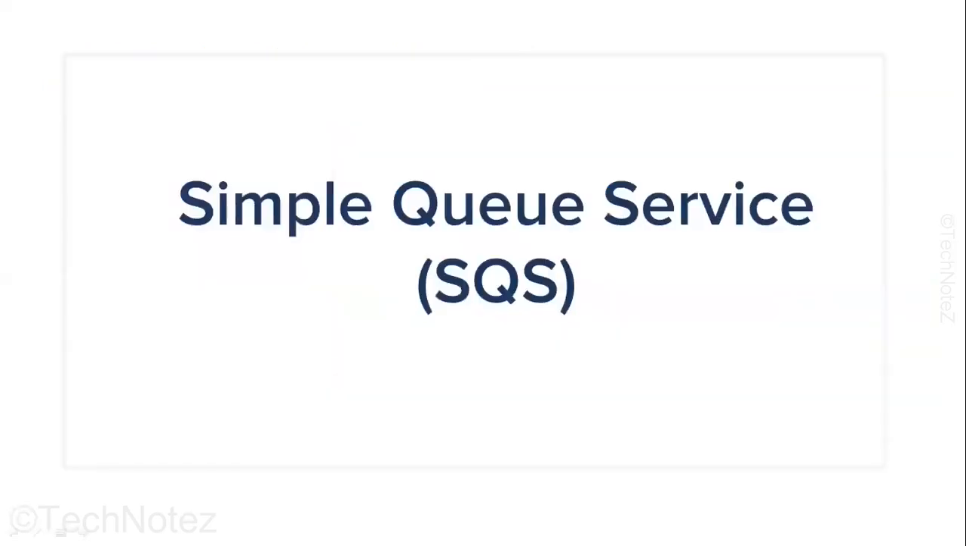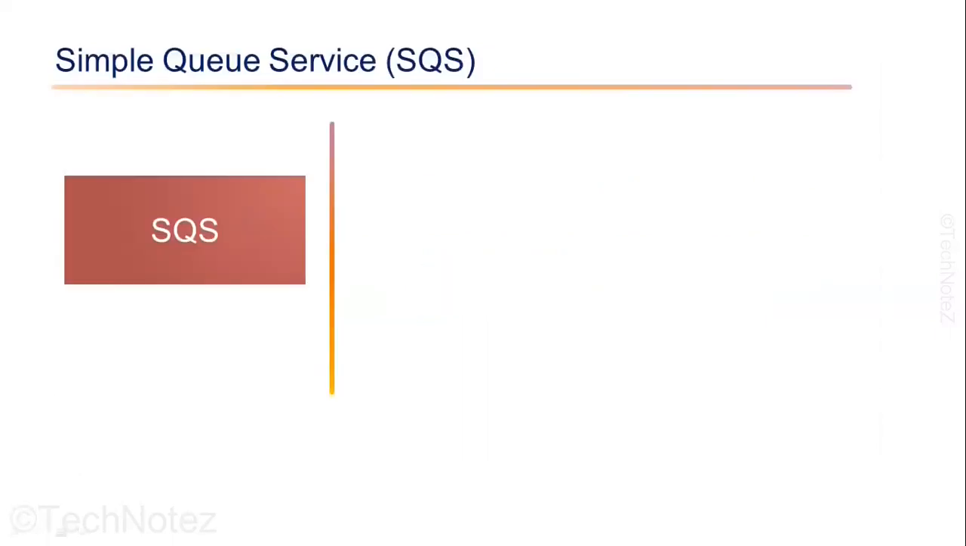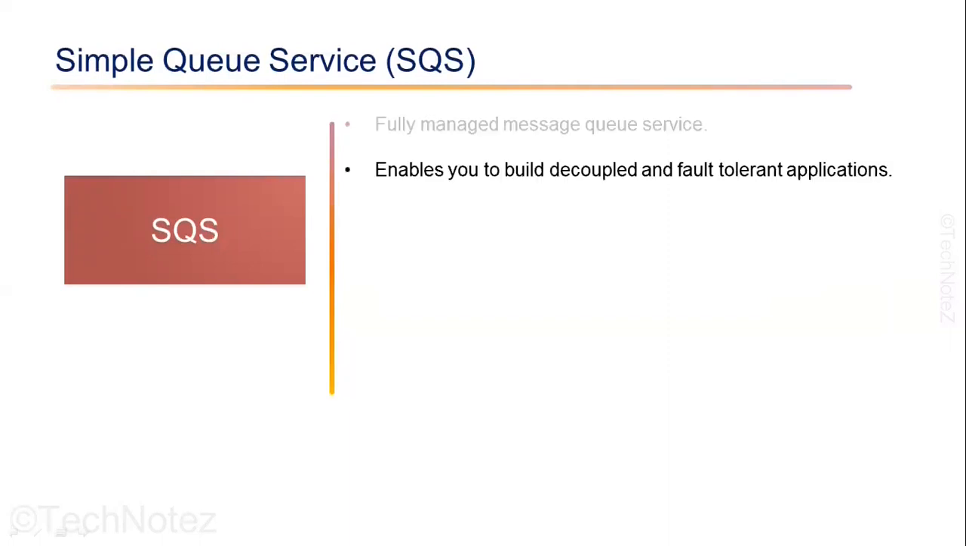Let's talk about Simple Queue Service or SQS. Amazon SQS is a fully managed message queuing service provided by AWS. It enables you to decouple and scale microservices, distributed systems, and serverless applications. SQS allows you to send, store, and receive messages between distributed application components without losing messages or requiring each component to be always available.